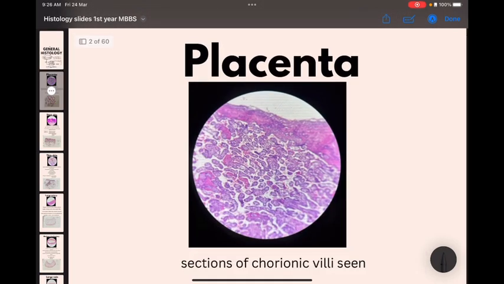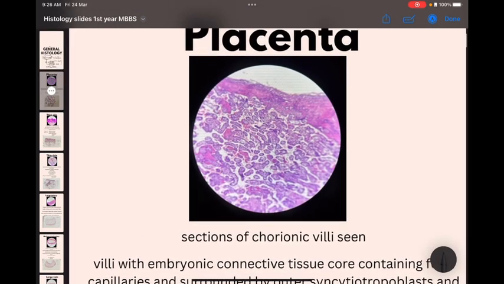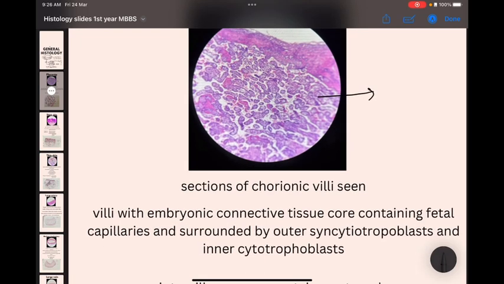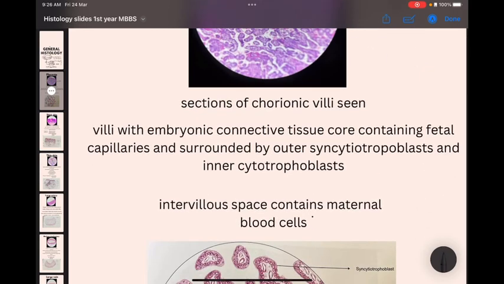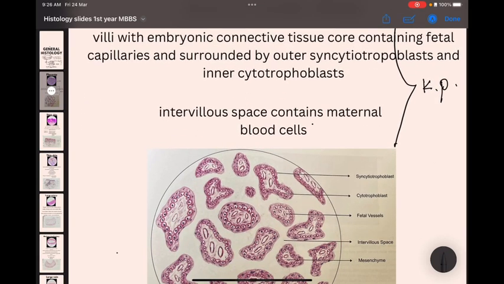Okay, so let's start the video. Guys, in my video I have three major parts. In the presentation, the microscopic view of the slide, then the part where you study the key points about the slide, and the last one is the diagram.